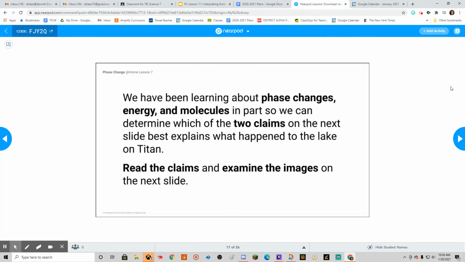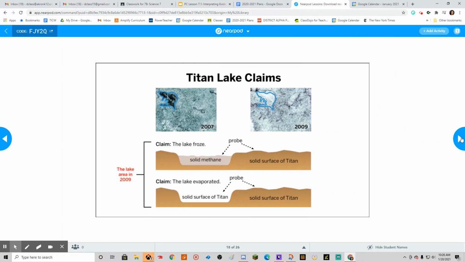So we've been learning about phase changes, energy, and molecules in part so that we can determine which of the two claims on the next slide best represents or explains what happened to the lake on Titan. Read the claims and examine the images on the next slide. So remember, these are our two claims.